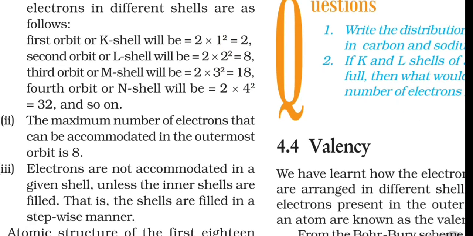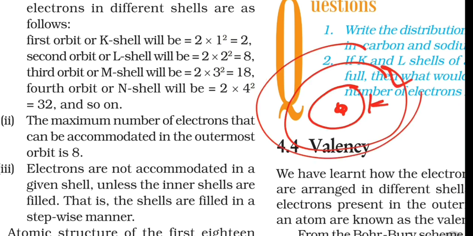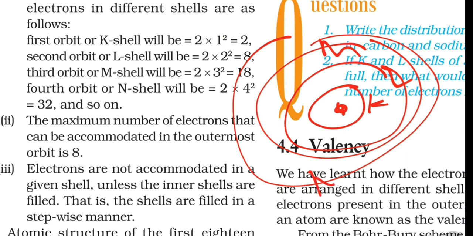First orbit, or K. It is the nucleus. Afterwards, there are the shells K, L, M, and the last one is the N shell. So this type of structure is present in the atom. So the first orbit, or K shell, will be 2 multiplied by 1 squared, which is equal to 2. In the second orbit, the L shell, 2 into 2 squared is equal to 8. In the third orbit, the M shell, 2 into 3 squared is equal to 18. And the fourth, N shell, is 2 into 4 squared, which is equal to 32, and so on.